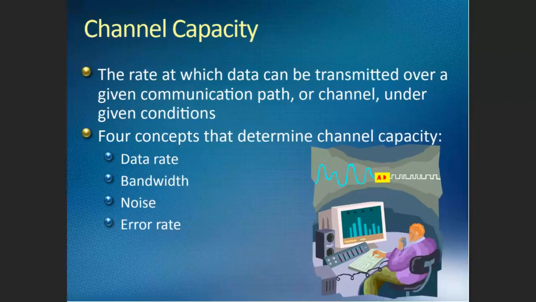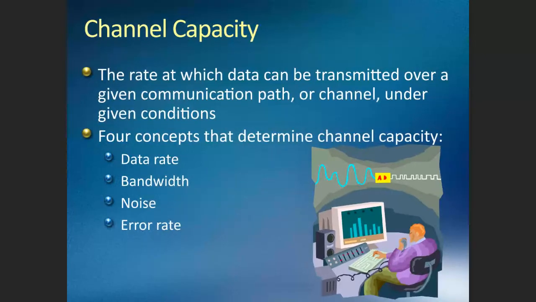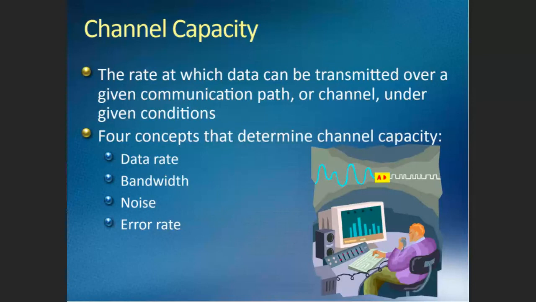All right. Channel capacity is the rate at which data can be transmitted over a given communication path or channel under given conditions. This is the definition of channel capacity. There are 4 factors for your channel capacity: the data rate, bandwidth, noise, and error rate. These are all important factors for your channel capacity.